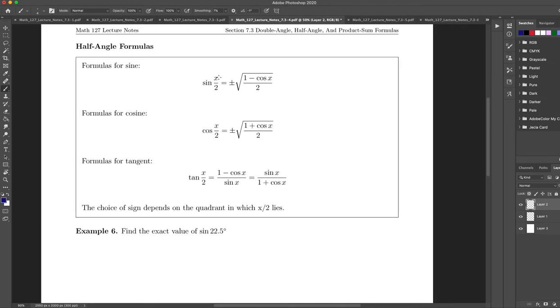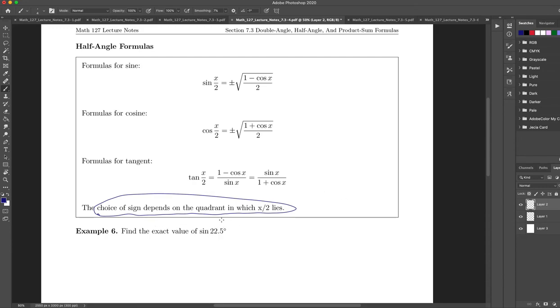Alright, so sine of a half angle, here we can just use more manipulation. We can get that this is plus or minus the square root of 1 minus cosine x over 2, and cosine is plus or minus the square root of 1 plus cosine x over 2, and tangent is either 1 minus cosine over sine or sine over 1 plus cosine. The choice of signs, so this is important, the choice of just signs depends on which quadrant x over 2 lies. Okay, so sometimes you want the positive, sometimes you want the negative.